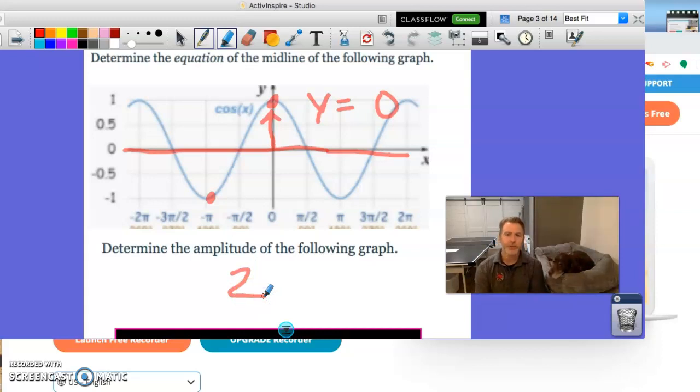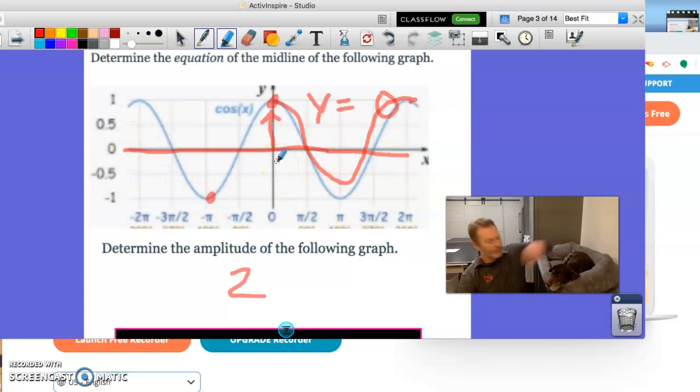Familiarize yourself with what these curves look like. They're periodic. They continue forever. They have one cycle length before they repeat. We'll talk more about that. But most importantly, find this midline value and then find the amplitude.